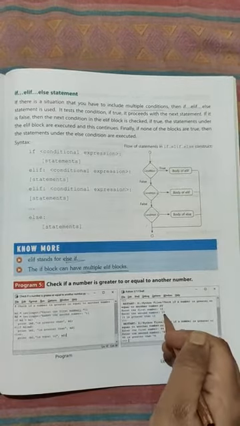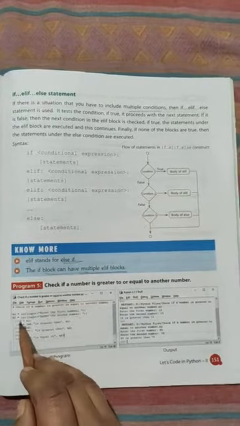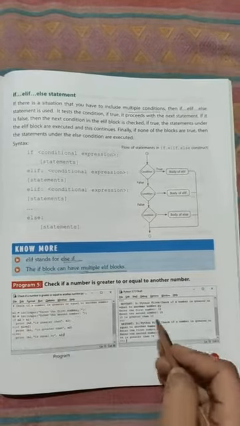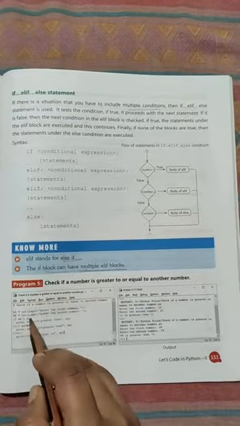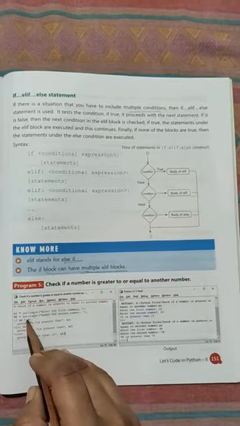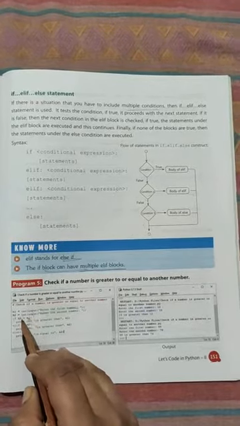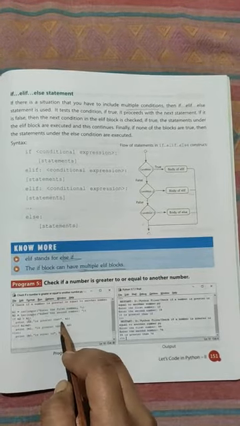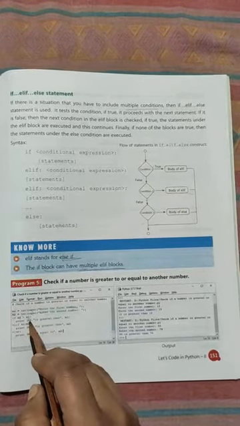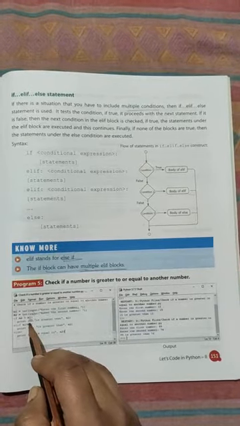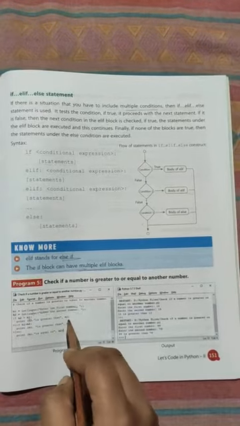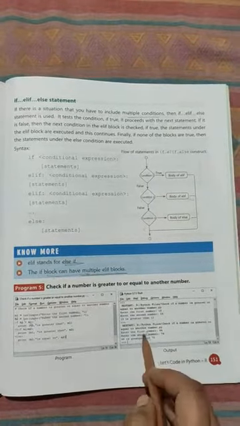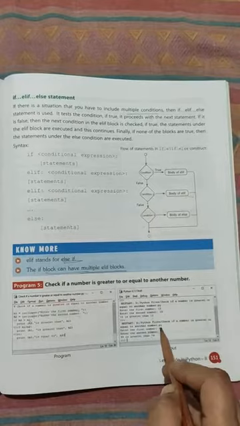The user gives 15. So n2 is 15. Is 15 greater than n1, 12? Yes, 15 is greater than 12, so it is true. Then this part is executed: n2 is greater than n1. Whatever n2 is, 15, is greater than 12, so it will be printed. Now, second, enter the first number, 99.